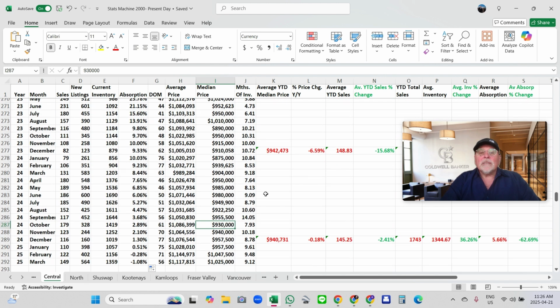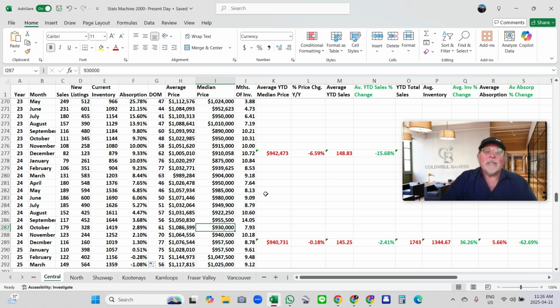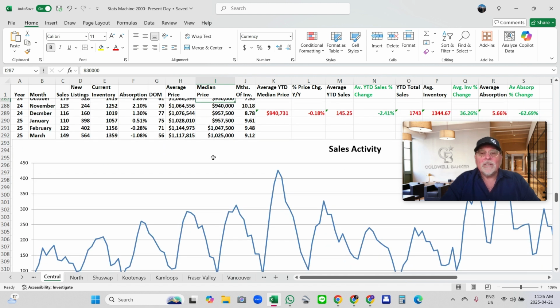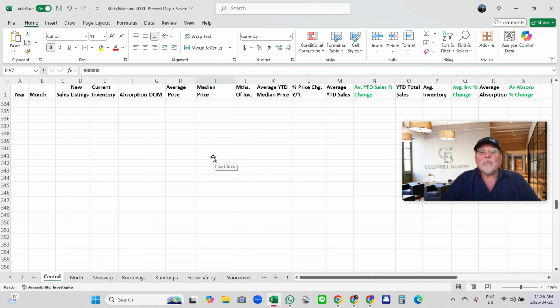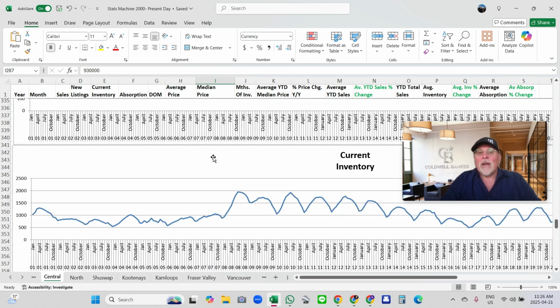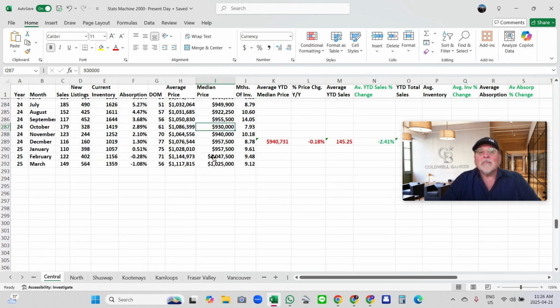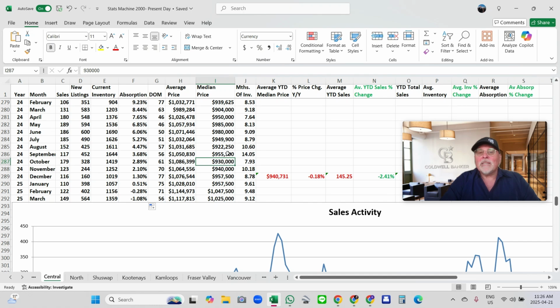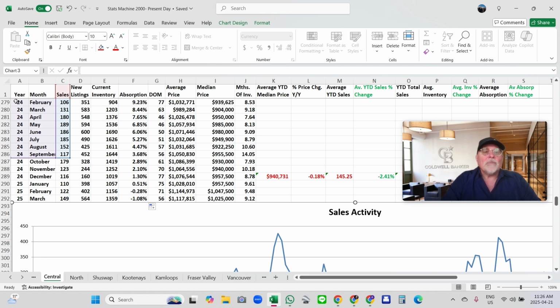The next way to get information out of the stats machine is by the graphs. As you can see below all the statistics here, there are these graphs, and each one of the statistics is graphed. So the way you utilize the graph is, let's take a look at sales activity. I'm going to click beside the sales activity, and you can see the column for the year, the month, and the sales activity are highlighted.